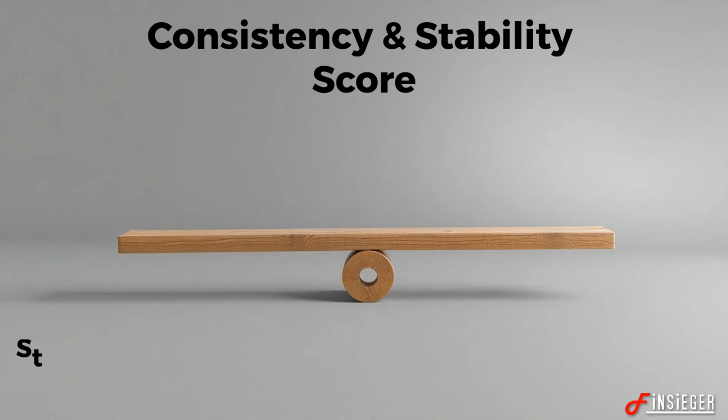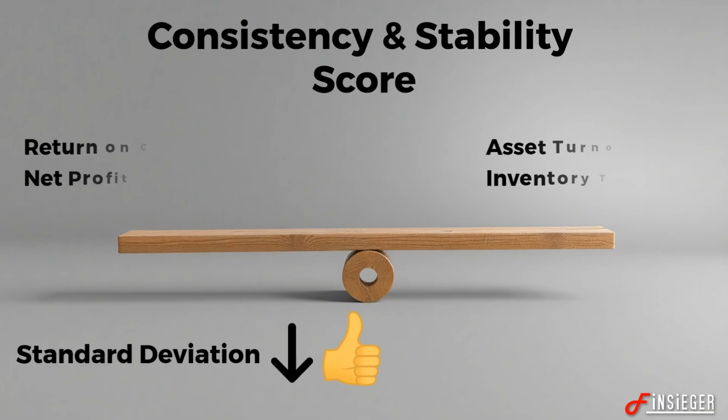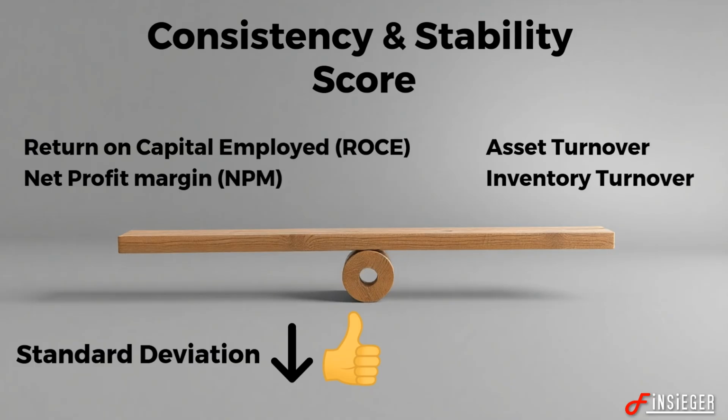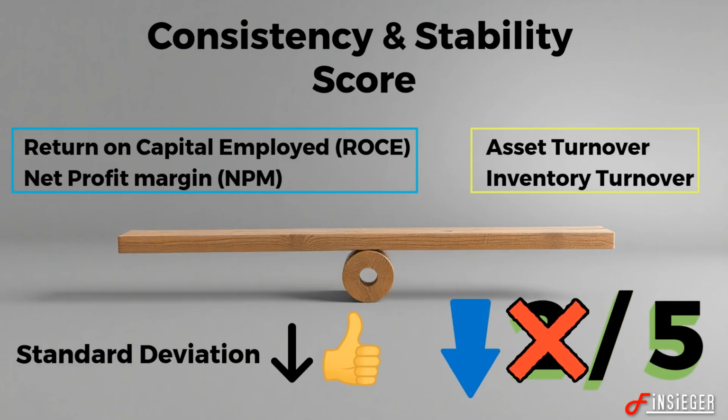In statistics, a metric called standard deviation is used to figure out how stable or consistent the values are. Lower values of standard deviation symbolize more stability. It can be run on various ratios, but in our case we have taken it on ROA, NPM, asset turnover and inventory turnover. The first 2 are for profitability consistency and the next 2 for operational consistency. Total score is out of 5 and a figure below 3 is cautioned.